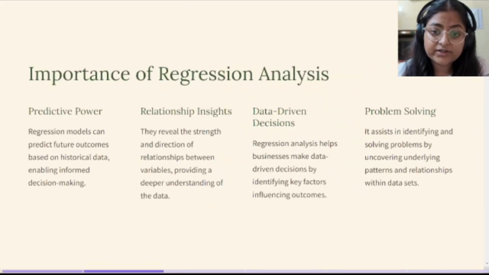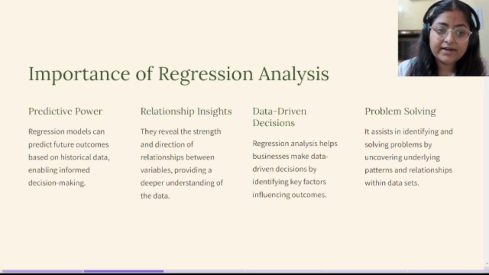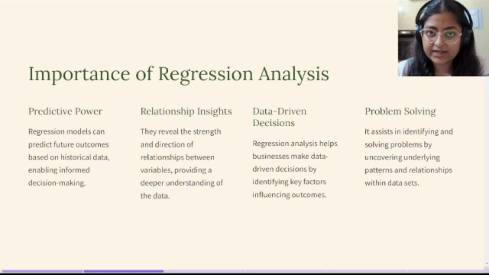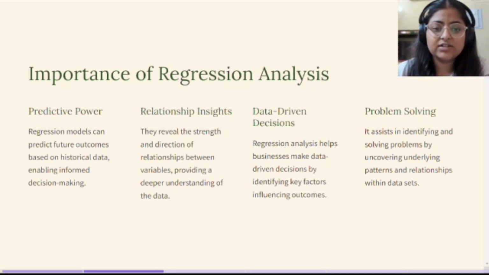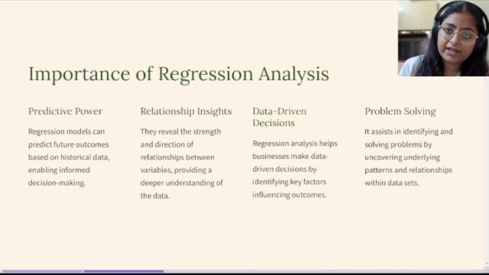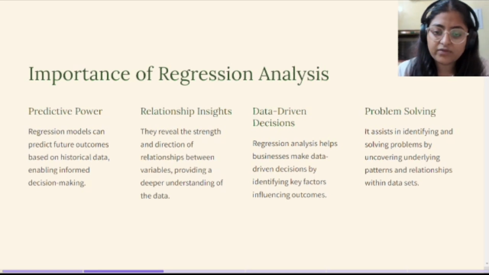What is the importance of regression analysis? Its predictive power is one of the crucial reasons why we use regression models. Regression models can predict future outcomes based on historical data, enabling informed decision making. It basically gives us insights about relationships. They reveal the strength and direction of relationships between variables, providing a deeper understanding of the data.